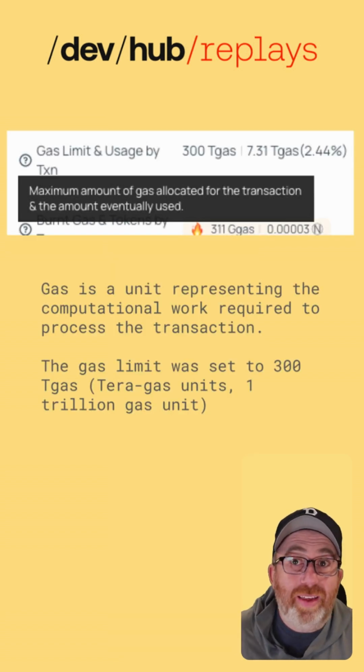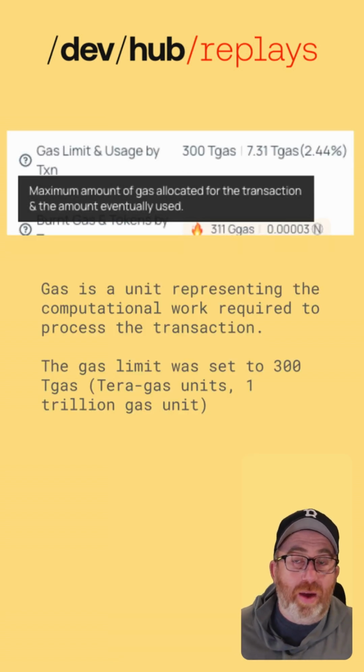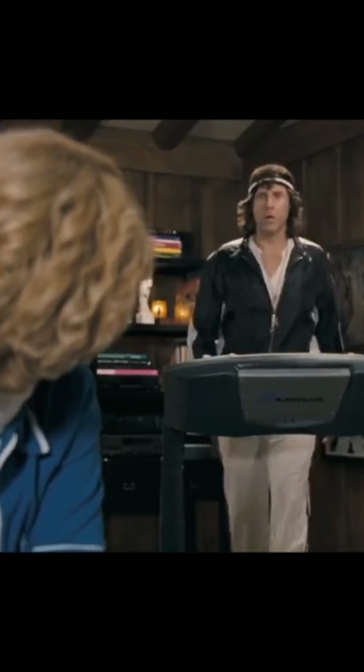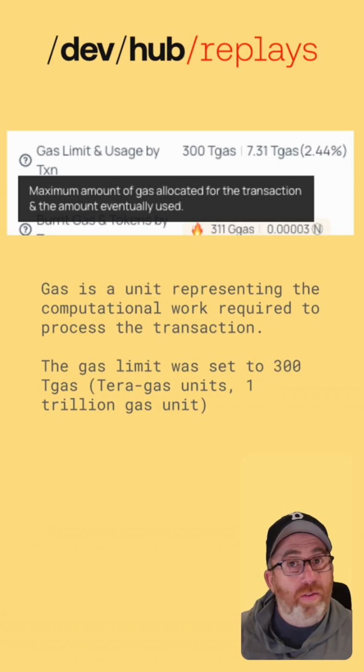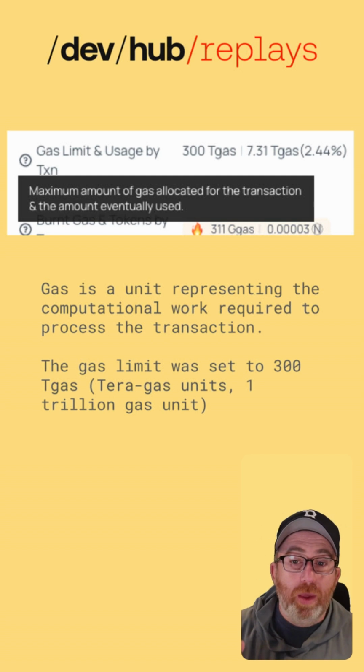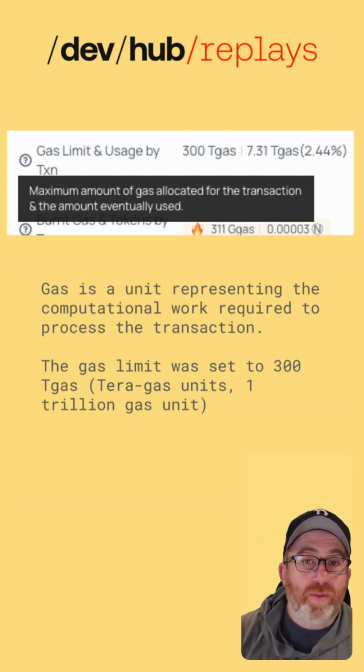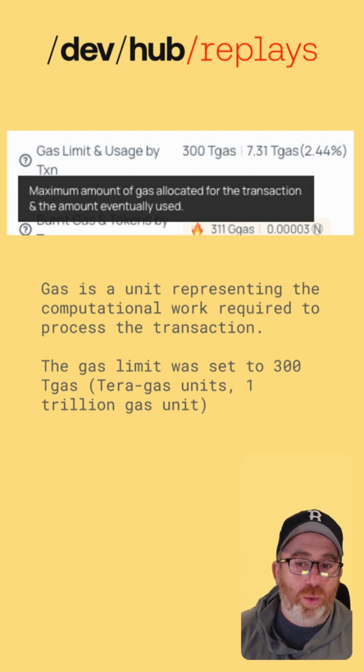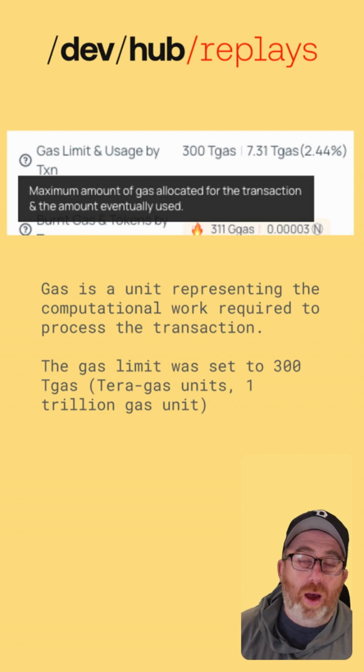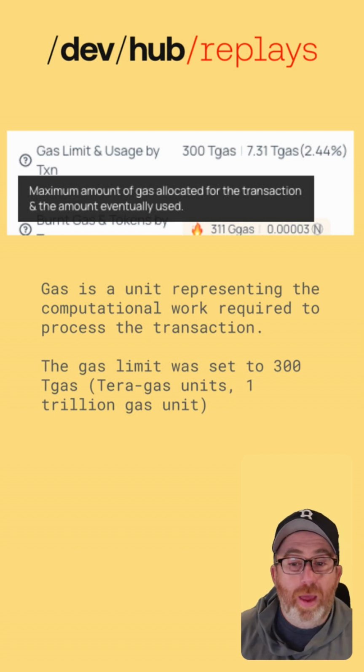So what actually is gas, why is it referenced that way, and what does it all actually mean? No one knows what it means. And this is the important part of the transaction fee. Gas is a unit representation of the actual computational work. Simply said, the validators have to do stuff when you make a request, and this is the representation of that. Gas is not an actual price.